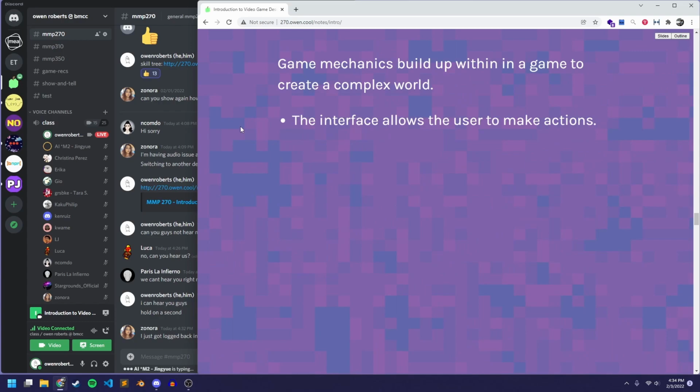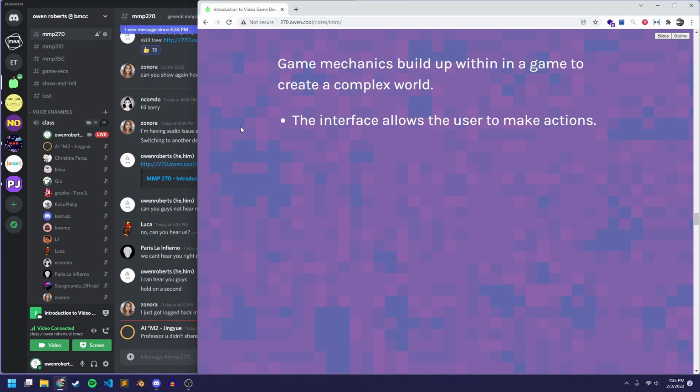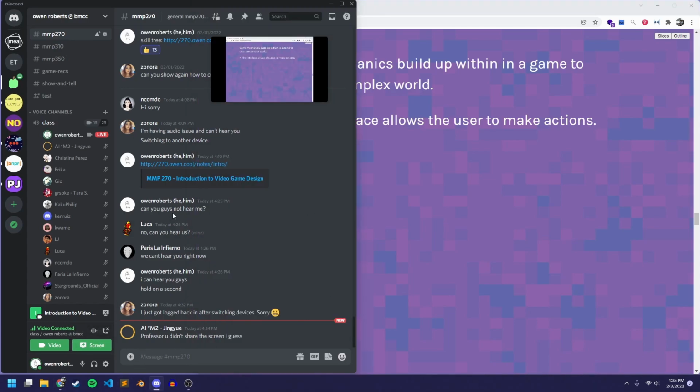So the interface allows the user to make actions. The interface can be our physical interface, like the gamepad, but it can also be the interface on the game itself.